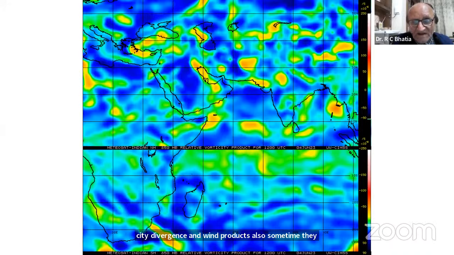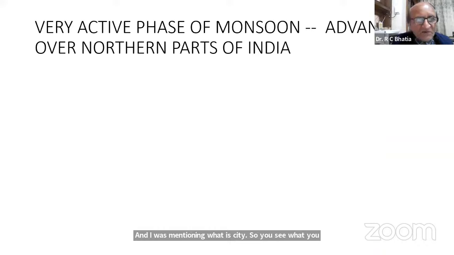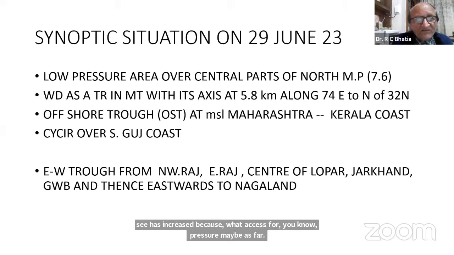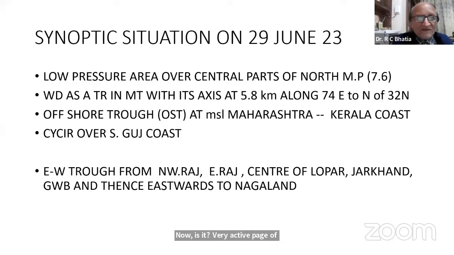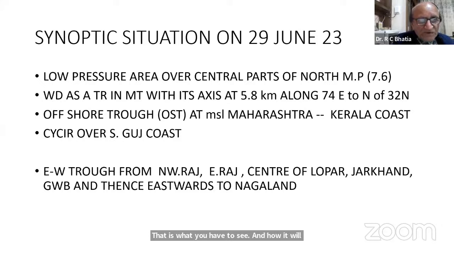And I was mentioning vorticity. So you see, vorticity has increased because a vortex has formed, a low pressure area has formed. Now, it's a very active phase of the monsoon. I'm just bringing out the synoptic situation because you see the picture every day, the cloud system, and how they relate to the synoptic situation. That is what you have to see, and how it can be used for giving better inference.